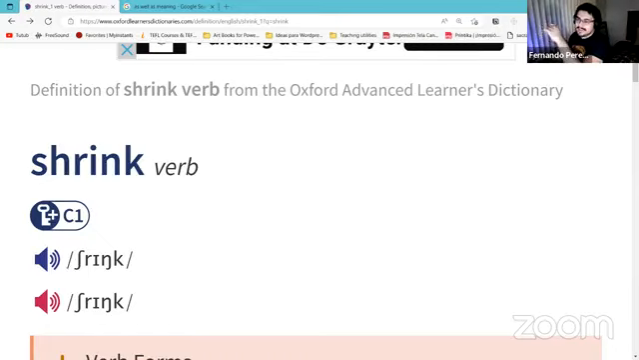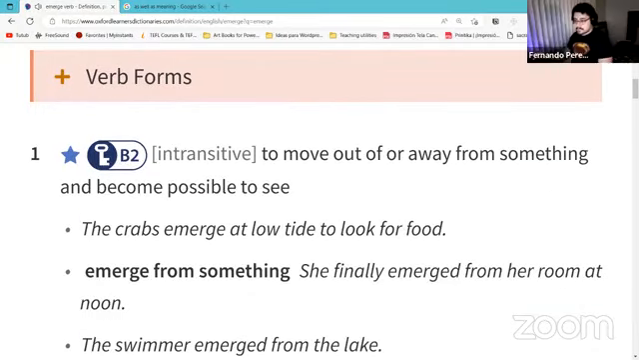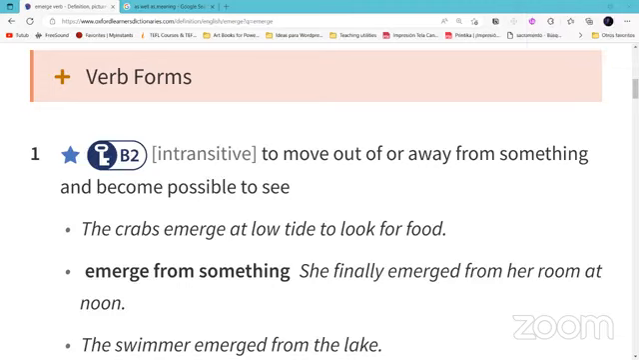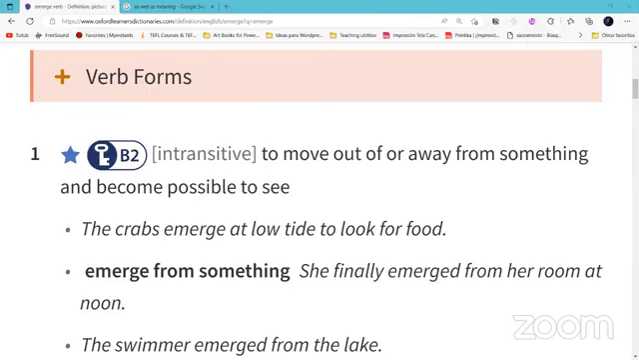Pronunciation. Go. Rafa. Emerge. Yes, sir. Emerge. To move out of or away, to move out or far away from something and become possible to see. I think it's like a turtle, or a lobster. Okay, what happens to the lobster?